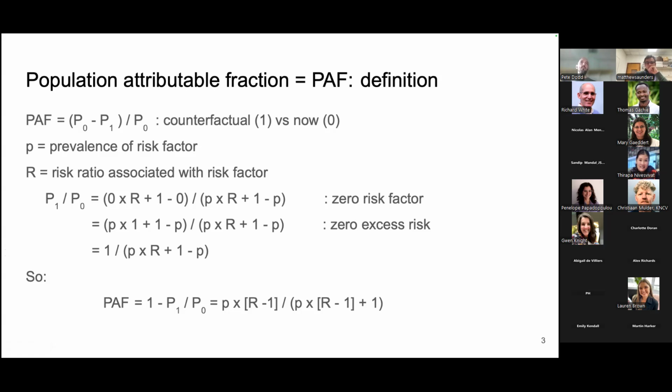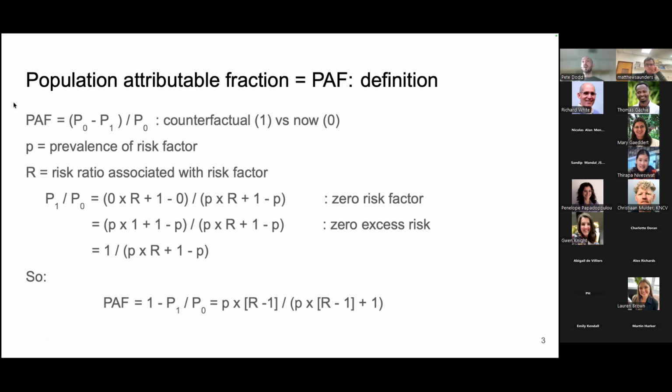And if you plug that back into the formula for PAF to get a sense of what fraction you've removed, you get this formula at the bottom, which is most commonly the way it's presented. And I think this has the name Levin attached to it. And it's basically saying that the PAF on an odds scale is equal to the product of the excess risk and the prevalence of the risk factor in the population.